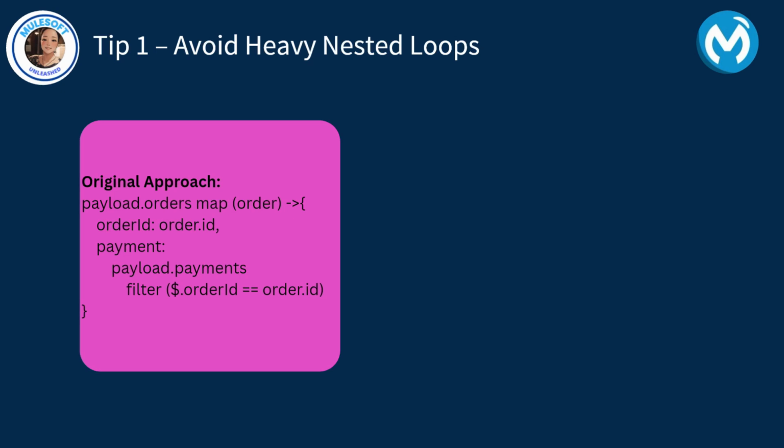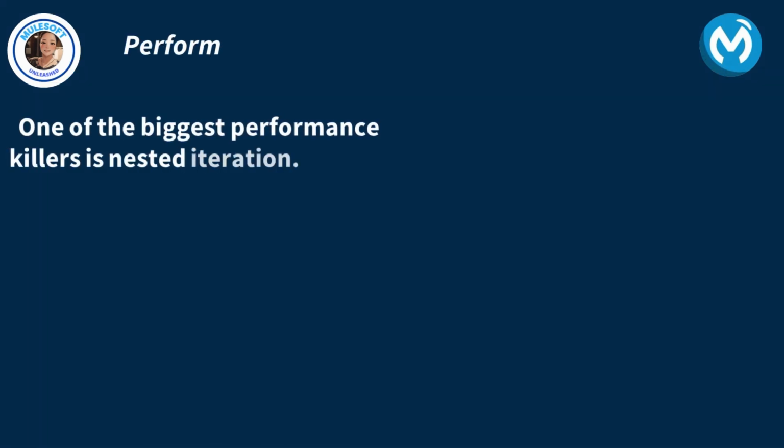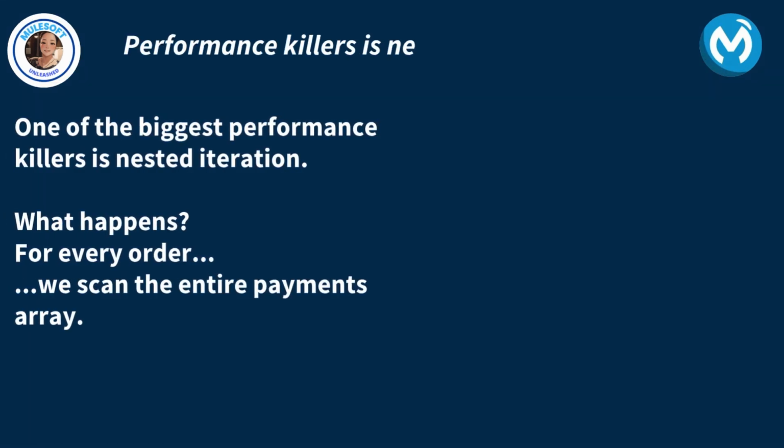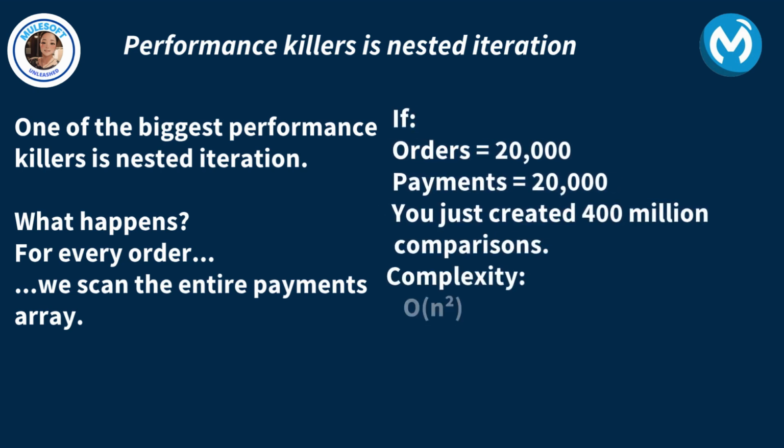Every time DataWeave processes one order, it scans the entire payments list again. If you have 3 orders and 3 payments, that's not a problem. But imagine 20,000 orders and 20,000 payments. Now DataWeave performs roughly 400 million comparisons. That's why nested loops become expensive as data grows.